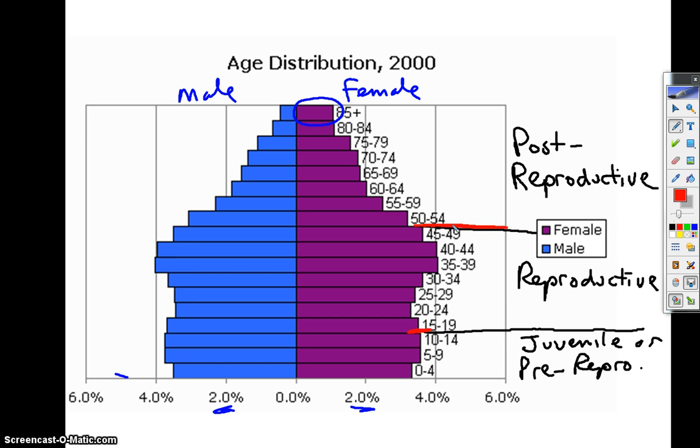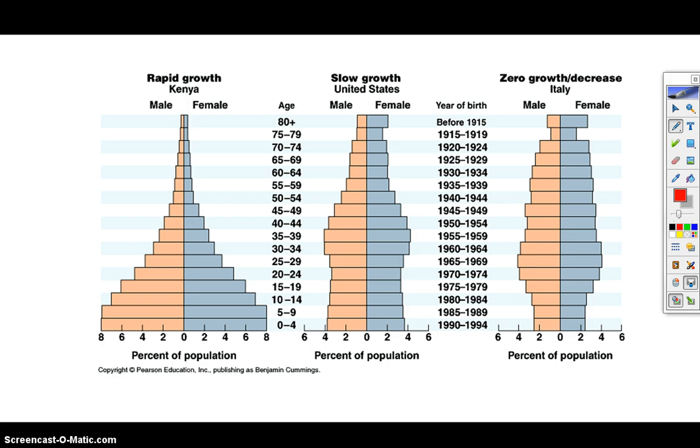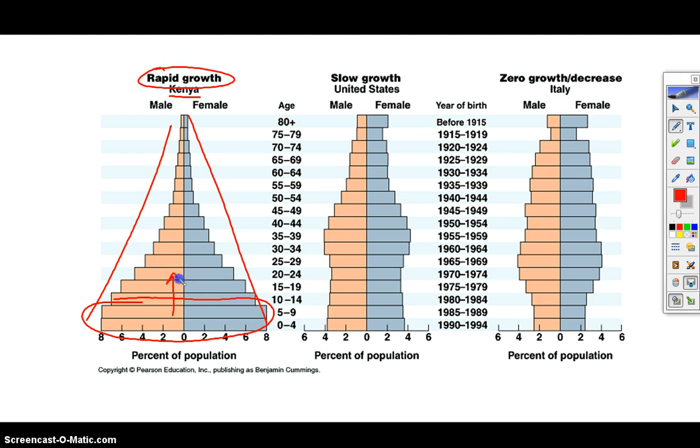And as we look at these pyramids, certain shapes are going to tell us certain things about that population. If we look at the far left, here's Kenya. And here's your classic pyramid structure. You can see that you've got a steeply sloping side on both sides, with lots of individuals in the juvenile or pre-reproductive group. And this is an indicator of rapid growth. Those individuals in the pre-reproductive or juvenile group are quickly going to move up and become reproductive, and the population is going to grow very, very rapidly.